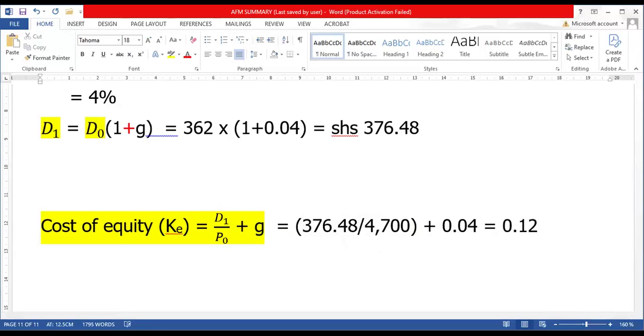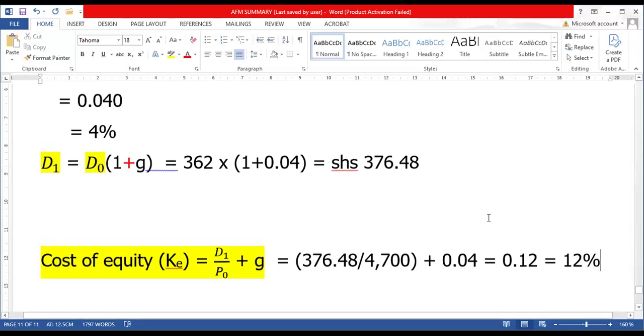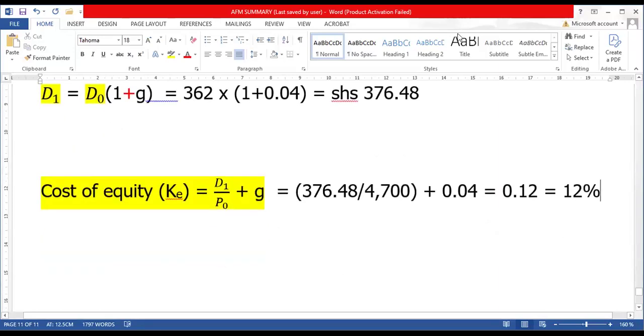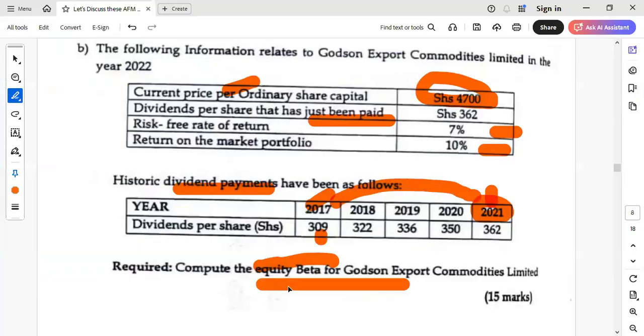In percentage, it is 12%. So that is not your answer based on the question. Based on the question, we need the equity beta. Remember, these are 15 marks, so you need the equity beta.